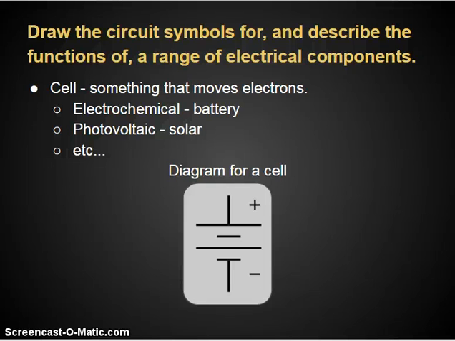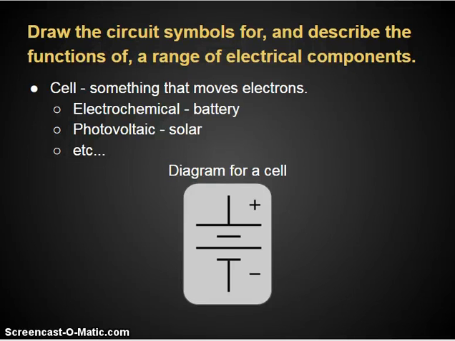A cell simply is something that moves electrons. It can be electrochemical, as in a battery. It can be photovoltaic, as in solar. There's a lot of ways that electrons can be impelled to move in one direction or another.